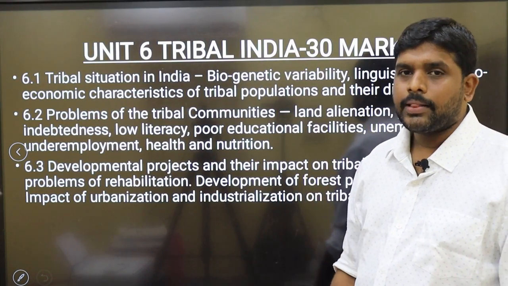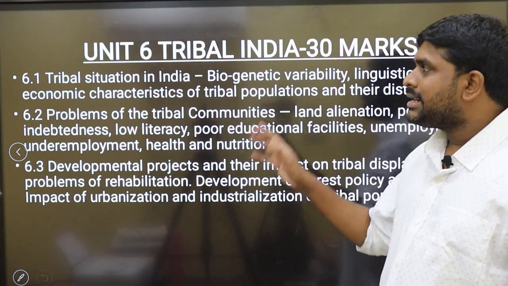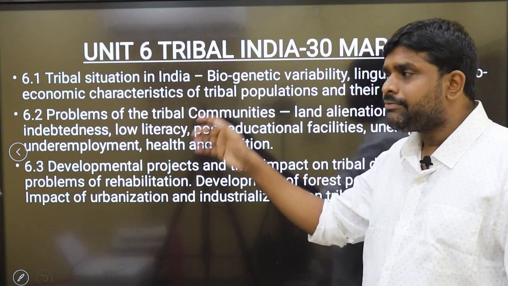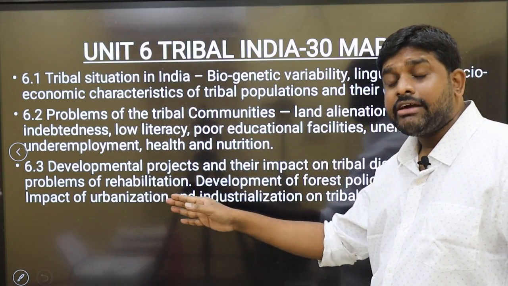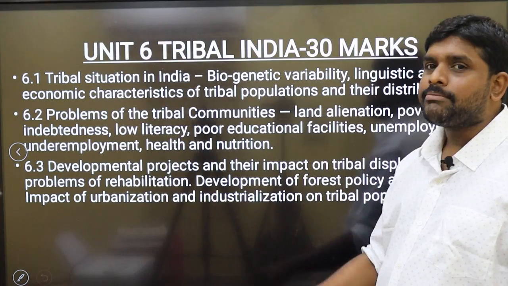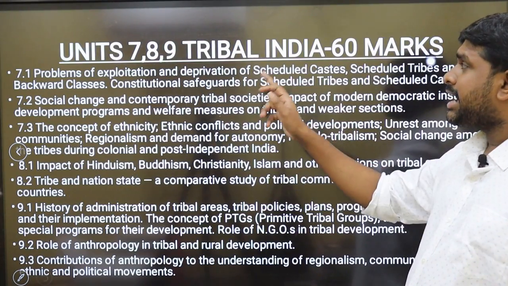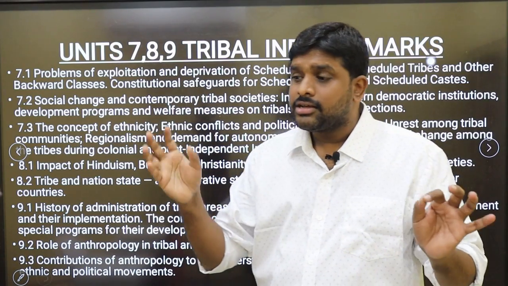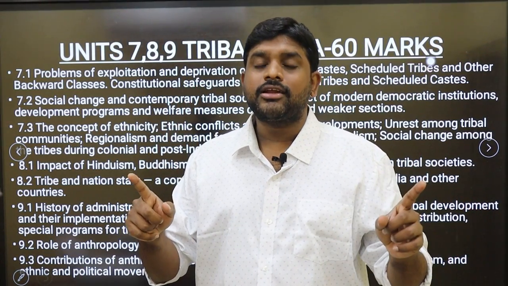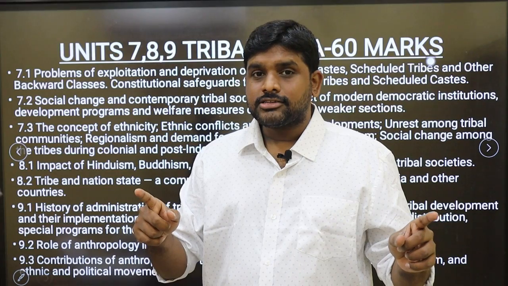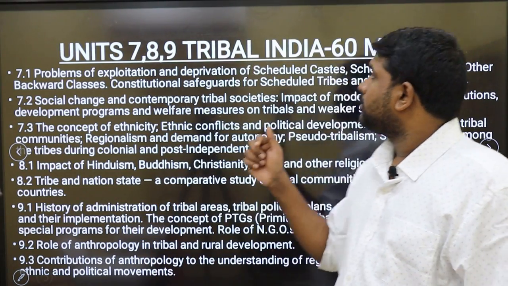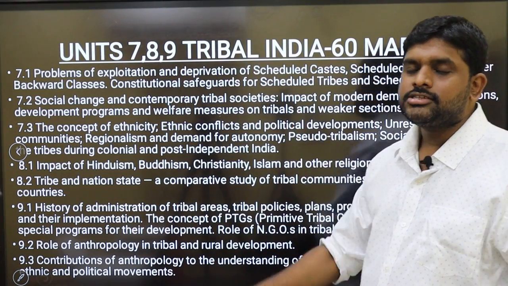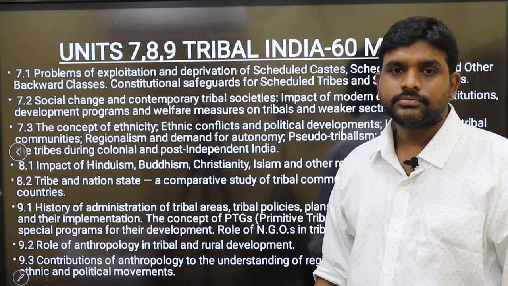6th unit, tribal India or tribal problems, 30 marks. Tribal classification, tribal problems, development, displacement of tribals, 30 marks. 7, 8, 9, exclusive tribal India. Together 60 marks. Means tribal India, 6, 7, 8, 9 is 90 marks. 60 marks plus the 6th unit's 30 marks, 90 marks.